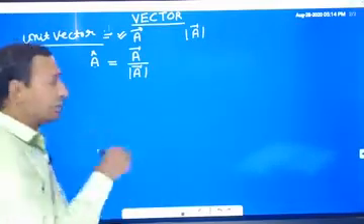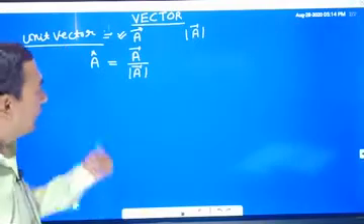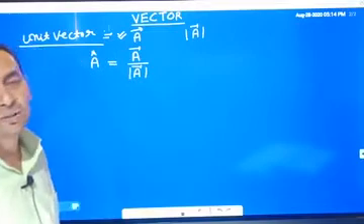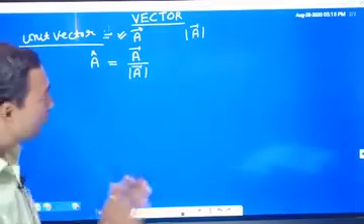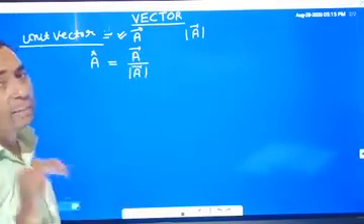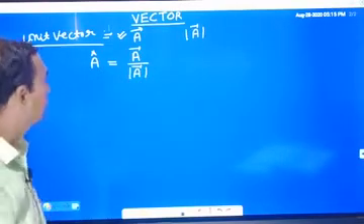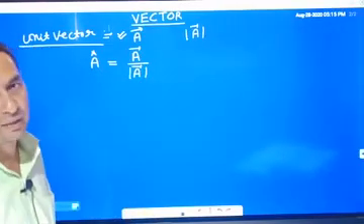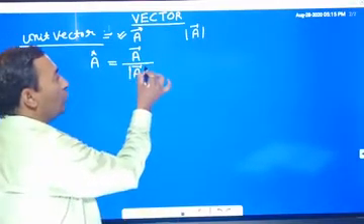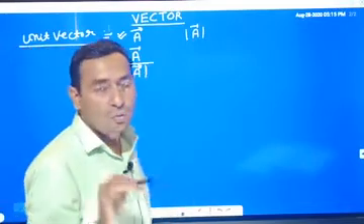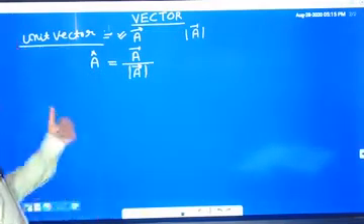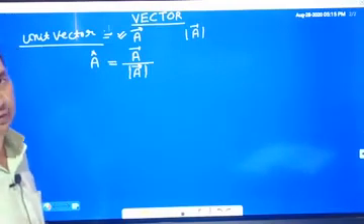Then we can give another definition of unit vector: the ratio of a vector and the magnitude of that vector is called a unit vector. A vector divided by the modulus of that vector is called a unit vector.